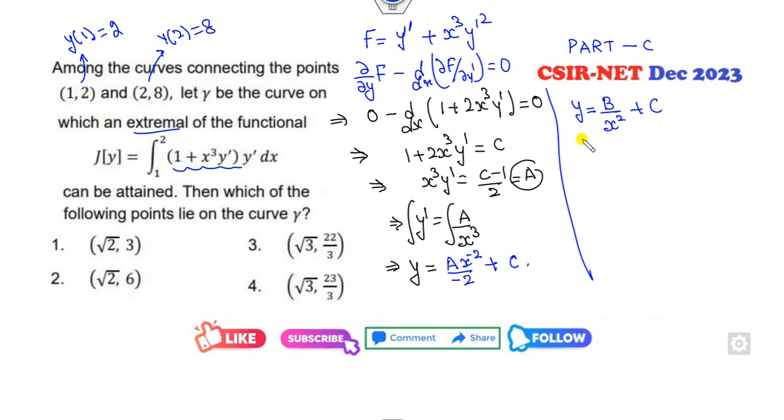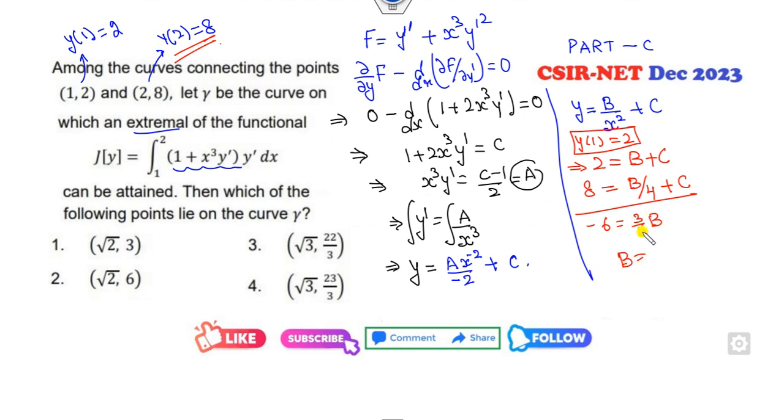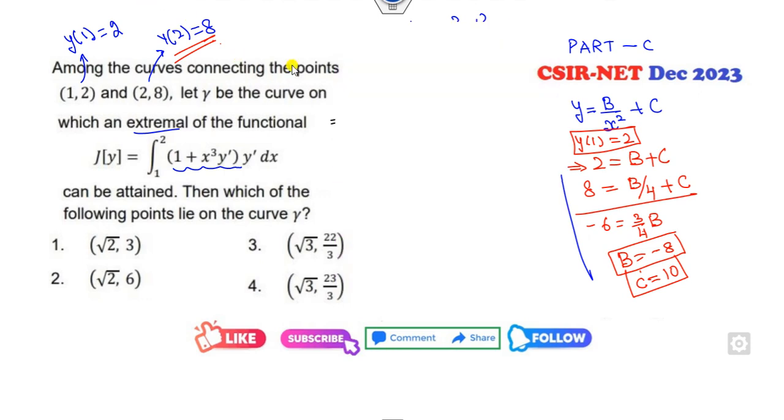Now if I take y of 1 is 2, that means 2 equals b plus c. Then in the second case, y is 8 and x is 2, so it is b over 4 plus c. Fine. Now if I subtract them, it is minus 6, which is 3 over 4 b. So b will be minus 8. Once b is equal to minus 8, c will be 10. So my solution will be y is equal to minus 8 over x square plus 10.